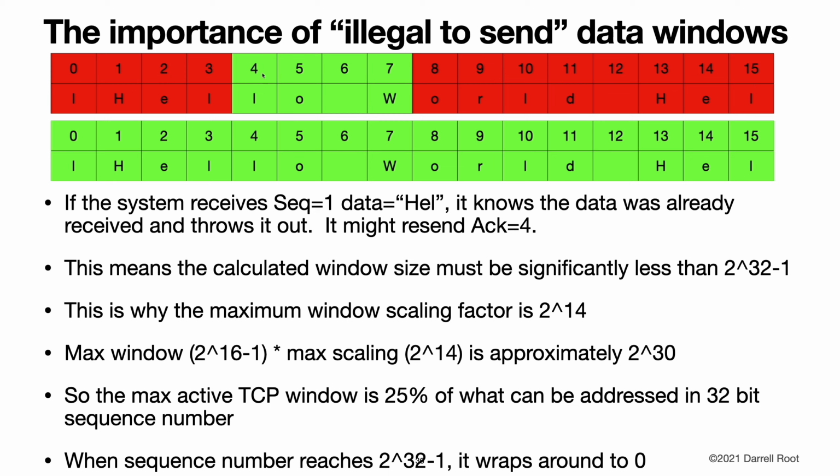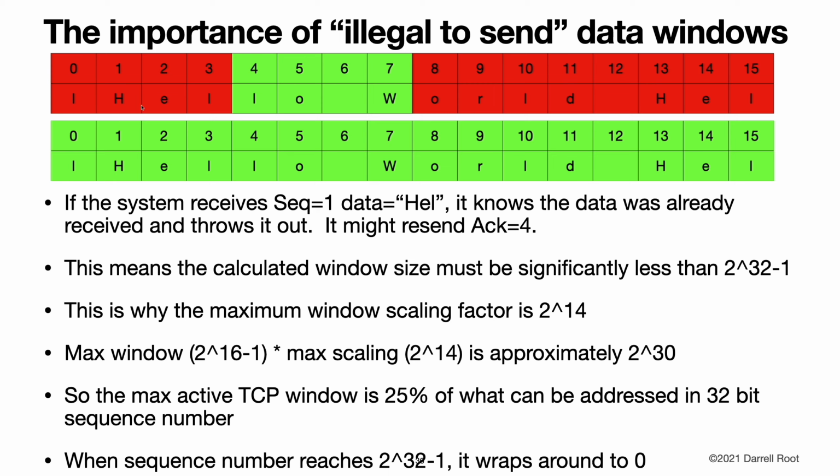In this example, the other side has sent us an acknowledgement 4, meaning they acknowledge all bytes before 4, and they've sent us a window size of 4. So we can send bytes 4, 5, 6, and 7 right now. The other bytes are illegal to send, and if the other side received a TCP sequence with them, then it would throw them out.